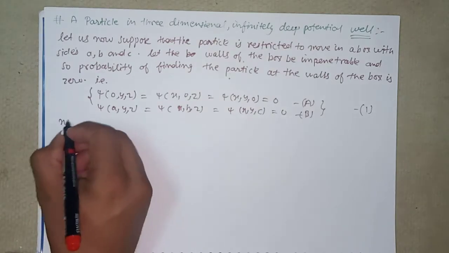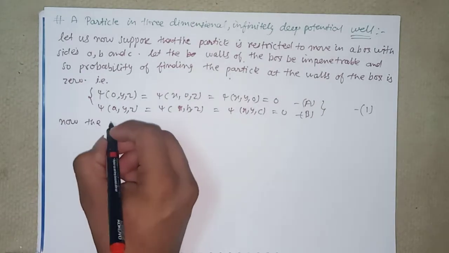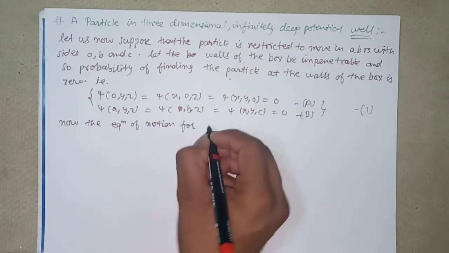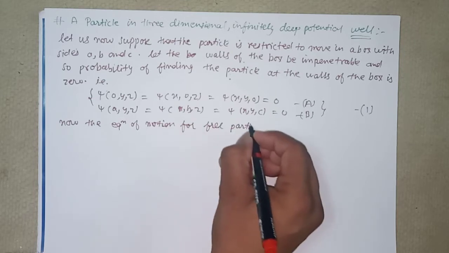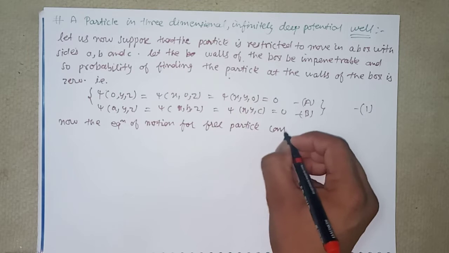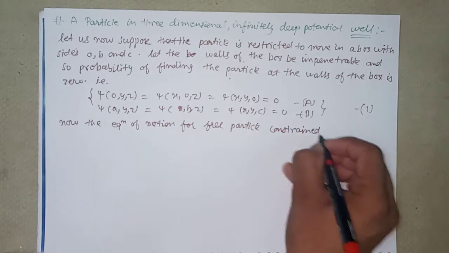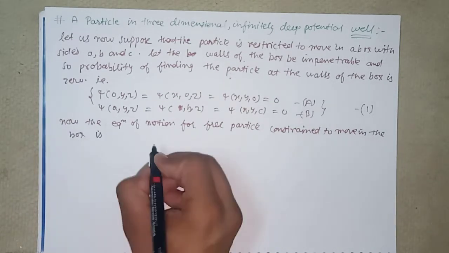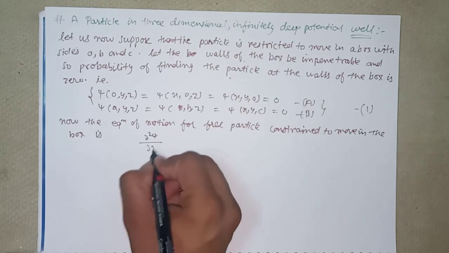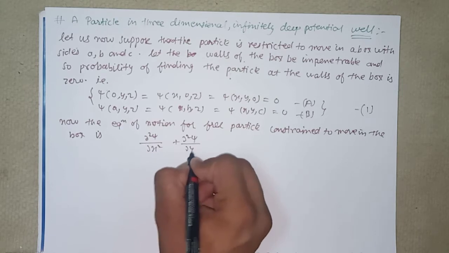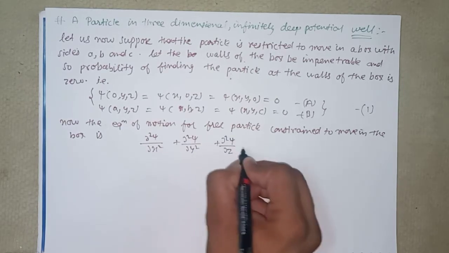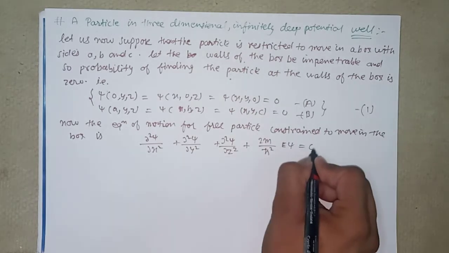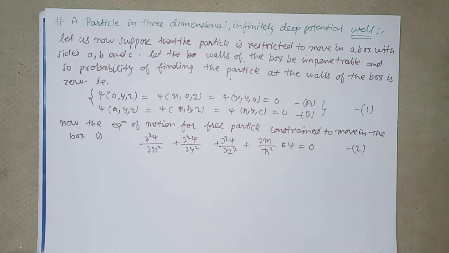Now the equation of motion for free particle constrained to move in the box is del 2 psi over del x square plus del 2 psi over del y square plus del 2 psi over del z square plus 2m over h cut square times e psi is equal to 0. Equation number 2.